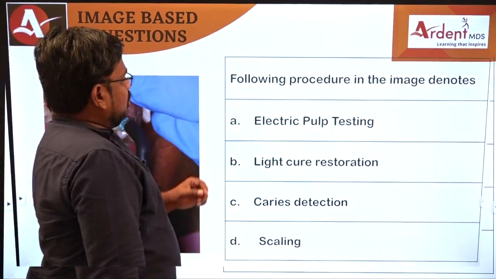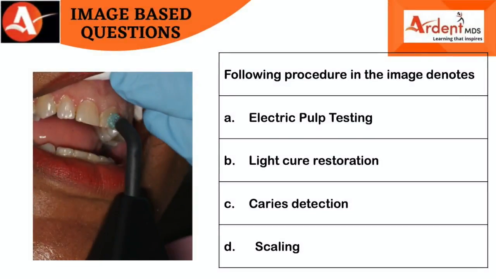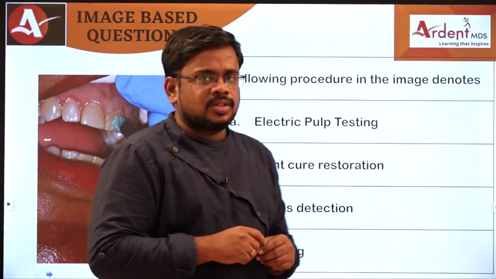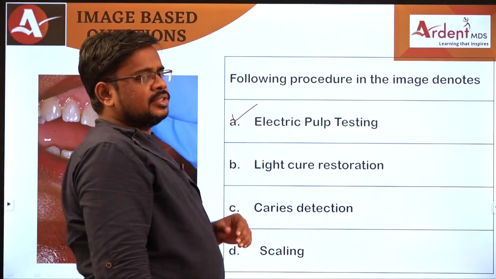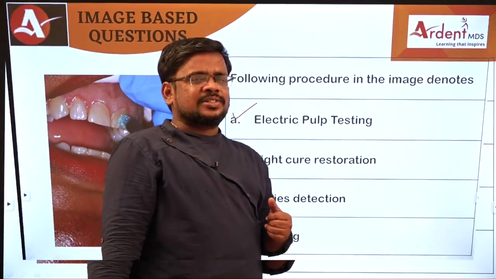This is the second image. What is the following procedure in the image? This is the procedure of electric pulp testing. Usually for electric pulp testing we have to apply toothpaste as an electrolyte, and over that you place the electric pulp tester. This image gives an easy idea about electric pulp testing, and why not light cure restoration?